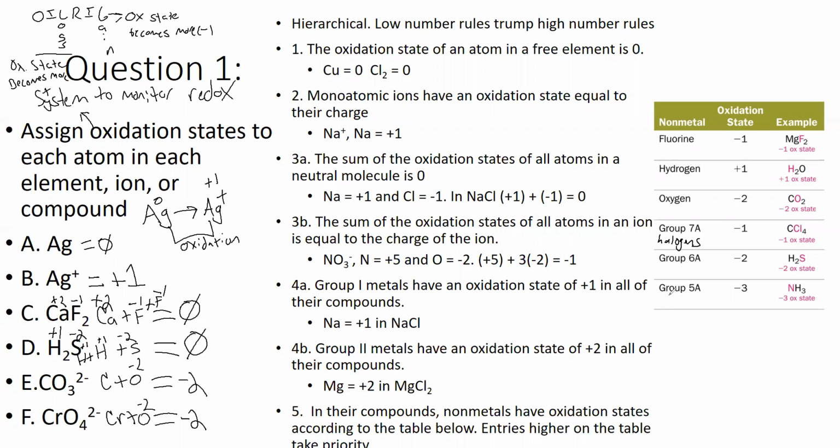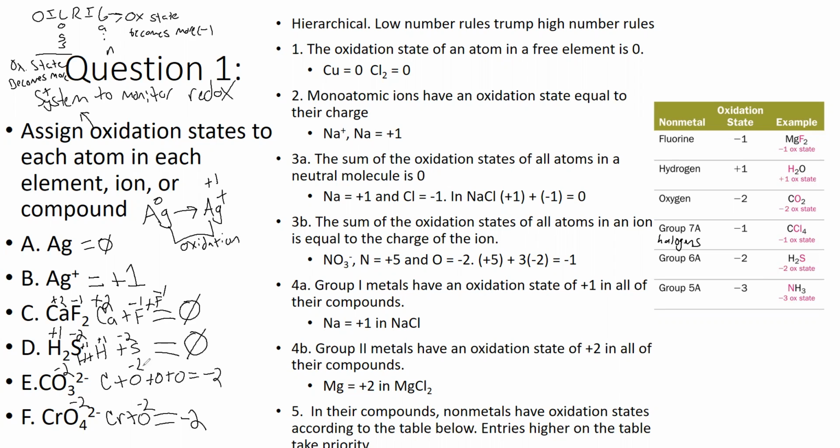Now we have to do E and F. So we figured out for E and F, oxygen is -2. But we do not have a rule for carbon, and we do not have a rule for chromium. So we have to figure those out. And all that is algebra. So I'm actually going to expand this out. I'm going to write all the oxygens out. So carbon plus oxygen plus oxygen plus oxygen. Overall, that has to equal -2 because that is the charge of our element.